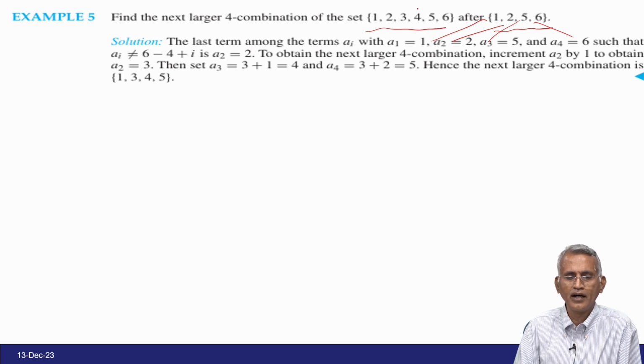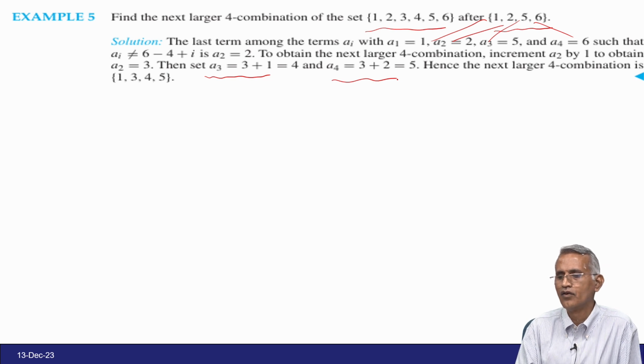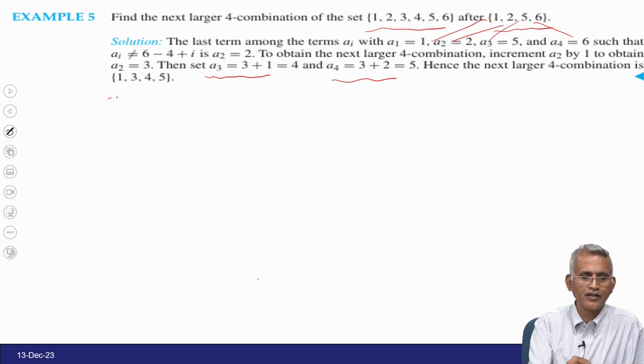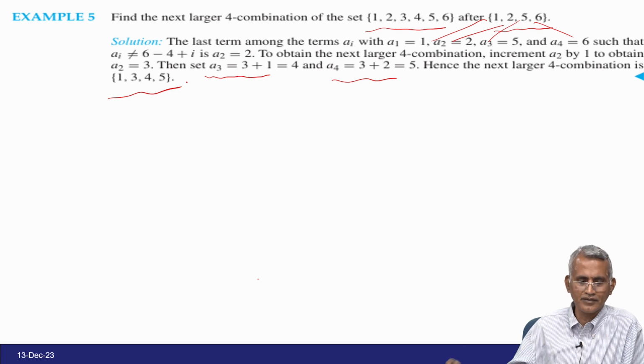Now, to obtain the next larger 4-combination, increment a2 by 1 to obtain a2 equal to 3. Then a3 equals 3 plus 1, equal to 4, and a4 equals 3 plus 2, equal to 5. Hence, the next larger 4-combination is {1, 3, 4, 5}, and that is all. So, we can find the next larger 4-combination of the set with the help of this procedure.